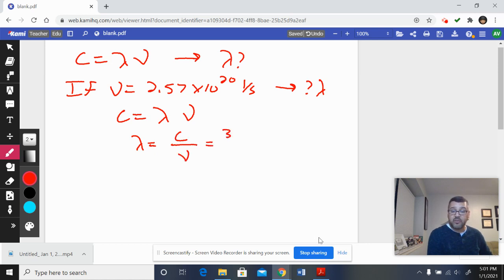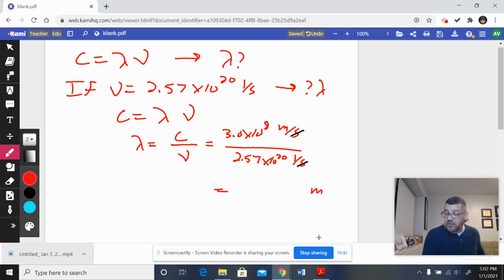What's the speed of light? 3.0 times 10 to the 8th meters per second. And what's the frequency? 2.57 times 10 to the 20th per second. What unit cancels out? The per second cancels, and it leaves me with what unit? After that is gone, leaves me with meters, which is a unit of wavelength. It's a length. So when I do this on my calculator, I get 1.2 times 10 to the negative 12th meters.